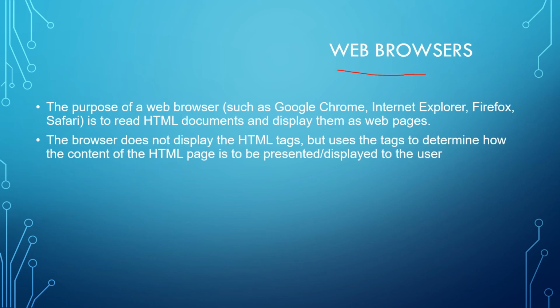Now coming to the web browsers. The purpose of the web browser, Google Chrome, Internet Explorer, Netscape Navigator, Firefox, Safari, is to read the HTML documents and display them as web pages. The browser does not display the HTML tags, those tags which you write in your notepad or in any other editor like Dreamweaver. But tags are used to determine how the content of the HTML page is presented or displayed to the user.